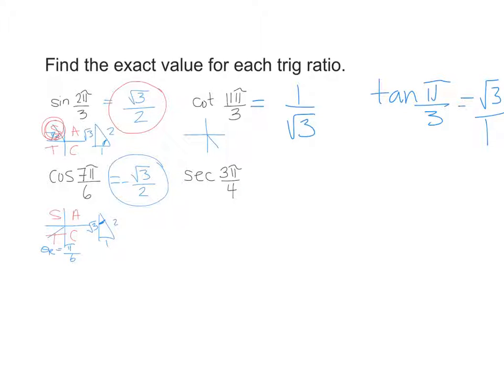Then we just need to decide, is it positive or negative? If you're doing cotangent, find the tangent and then take the reciprocal of it, because they're reciprocal ratios. Should it be positive or negative there? Cosine and its reciprocal are positive in the fourth quadrant, so this must be negative.